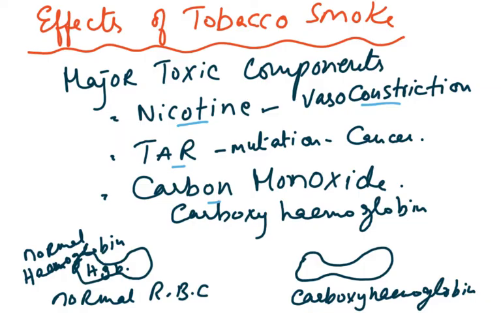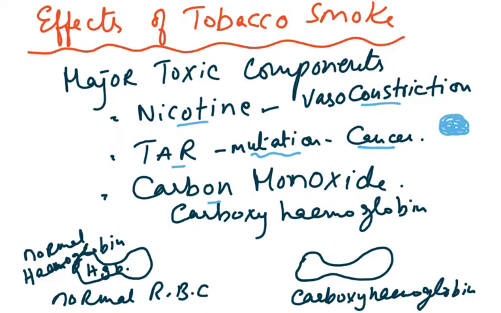While tar causes a mutation in the DNA of the cells which are lining the trachea, the bronchi and the bronchioles, and this results in lung cancer. What is lung cancer? Lung cancer is uncontrolled cell division, and it results in a lump. And this lump, of course, is not normal. There's no lung tissue in it. It's just a lump of cells because it is uncontrolled cell division.